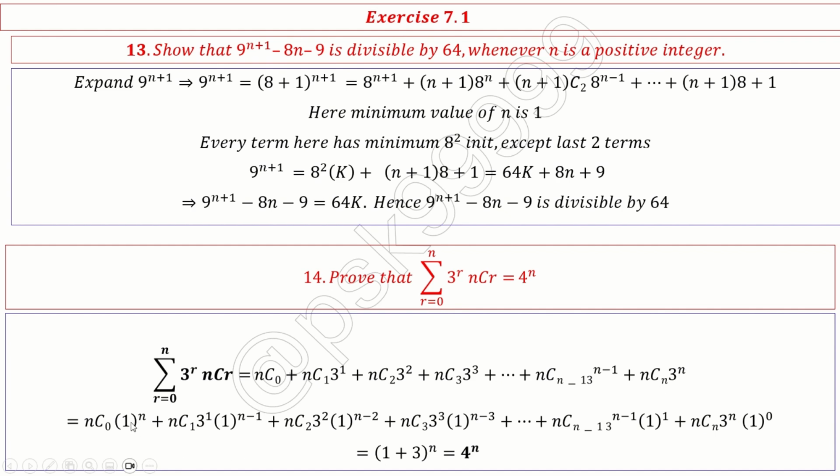So if I add 1 to the power of n to everything, this is what it will look like, which is nothing but (1 + 3) to the power of n, that is 4 to the power of n.